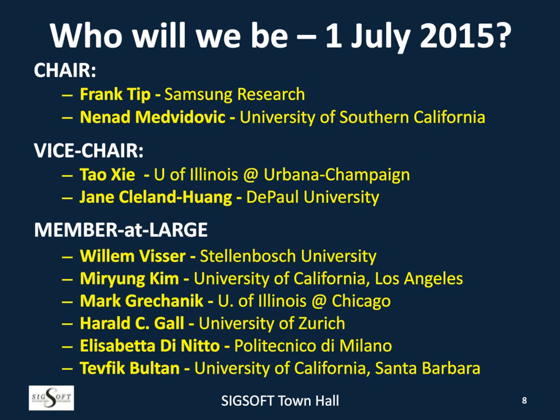Who has been in the election process? You can see the names. Frank, who was a member at large, and Nino from USC. And then our vice chair from University of Illinois and DePaul, and then various members at large. Here, only two or three are from the United States, and then the rest, we have a very diverse offering of volunteers to serve as members at large.